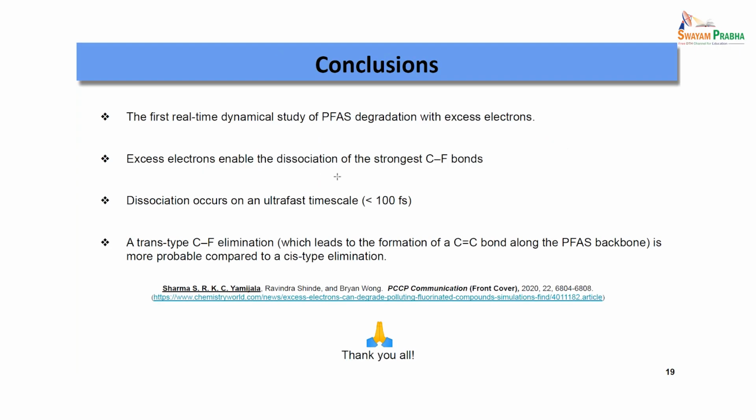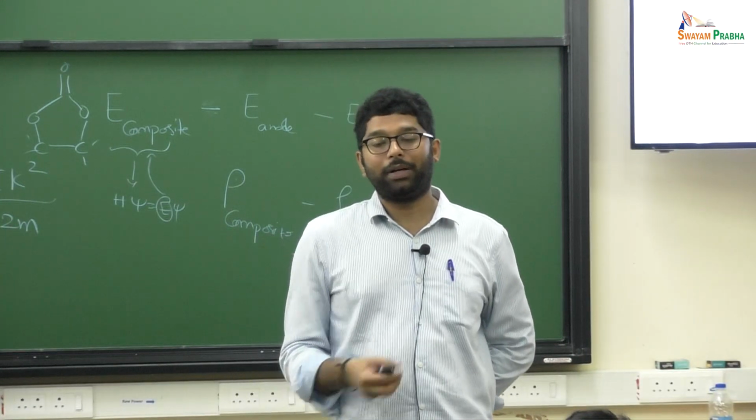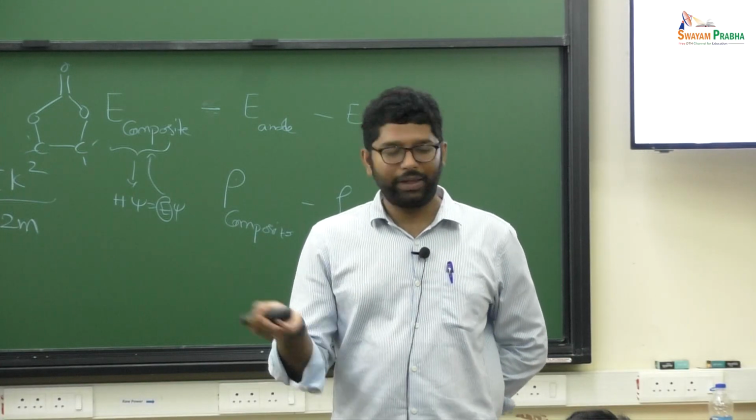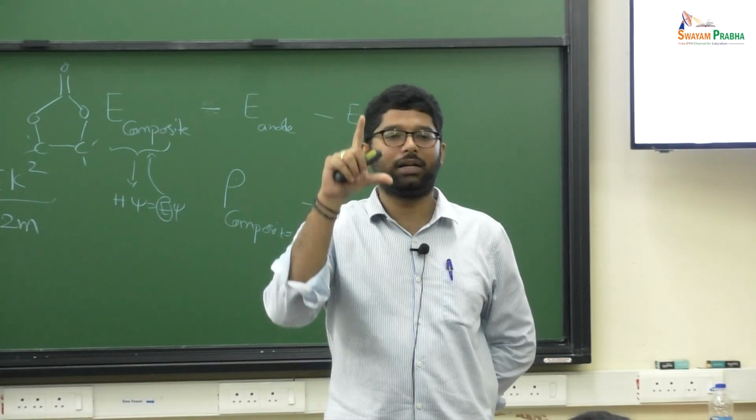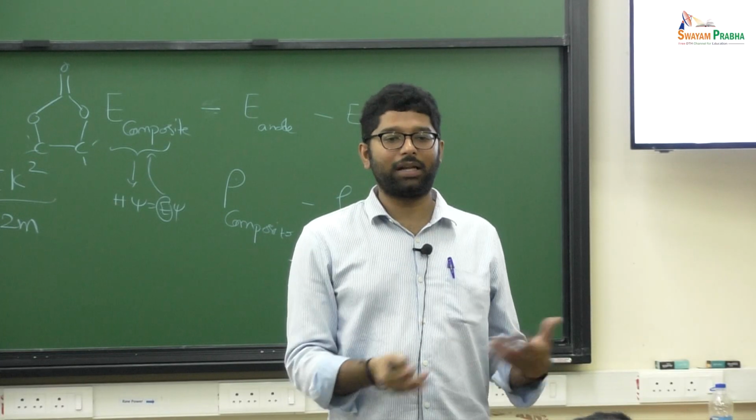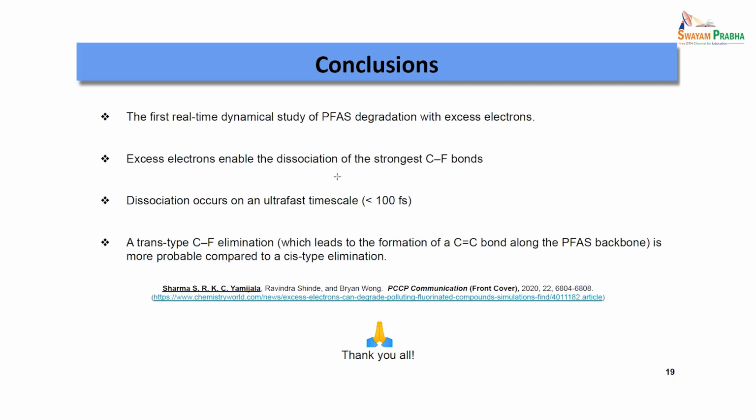So the conclusion is, this is the first study where we have shown the real-time degradation of perfluoroalkyl substances using electrons, and these excess electrons enabled the dissociation of the CF bonds, and dissociation occurred on an ultra fast scale, and we were able to see the C double bond C formation. This particular article was on the front cover of the PCCP journal, and it was highlighted by our Department of Energy of USA and also various other places. So if you are interested in seeing the article, not just the complete article but the news articles, you will find several of these news articles on Medium and various other places. That's all. If you have any questions, I will be happy to take them.